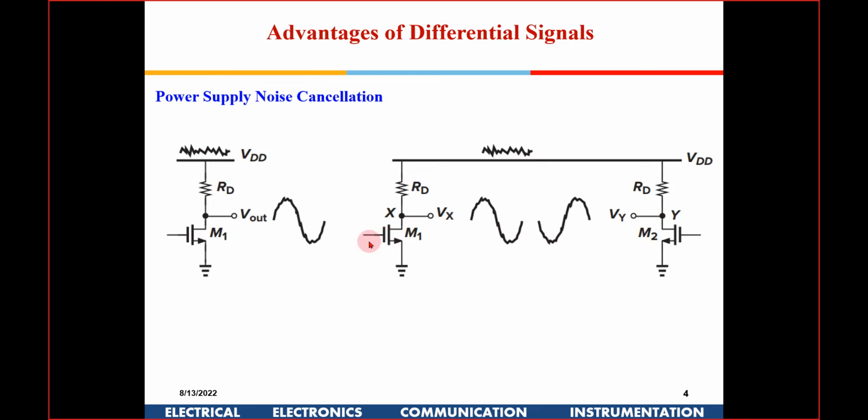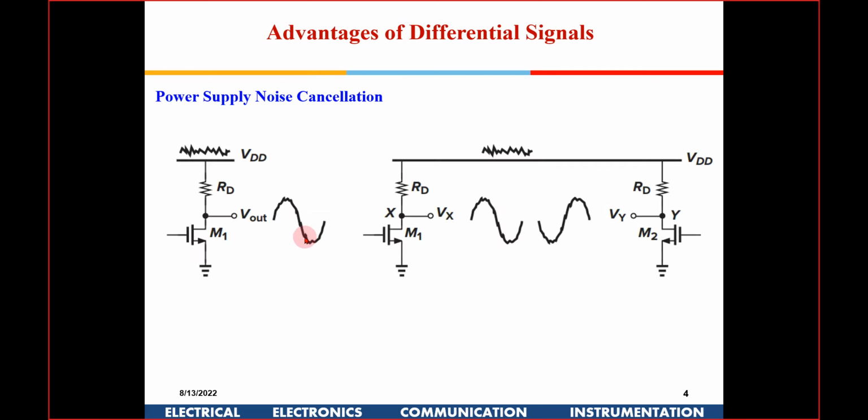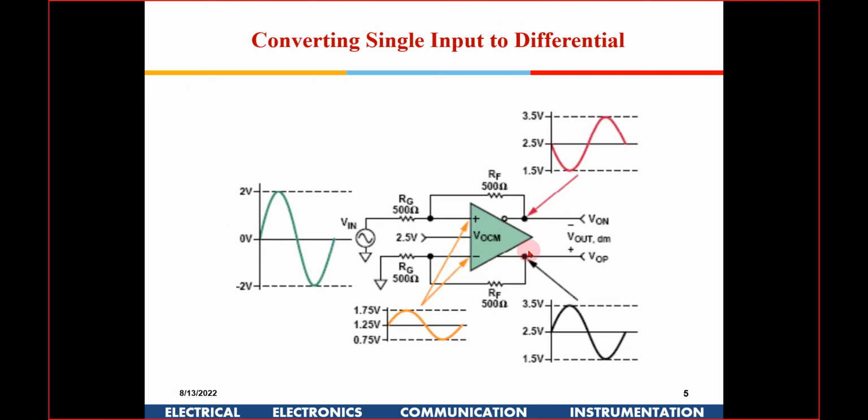The differential signals are available as inputs out here. So if you see here, the power supply is going to induce the same kind of noise in both these signals, and if you take the difference of these two signals, the noise can be removed. So here channel noise is being eliminated. Here the power supply noise is being removed by using a differential pair, right?